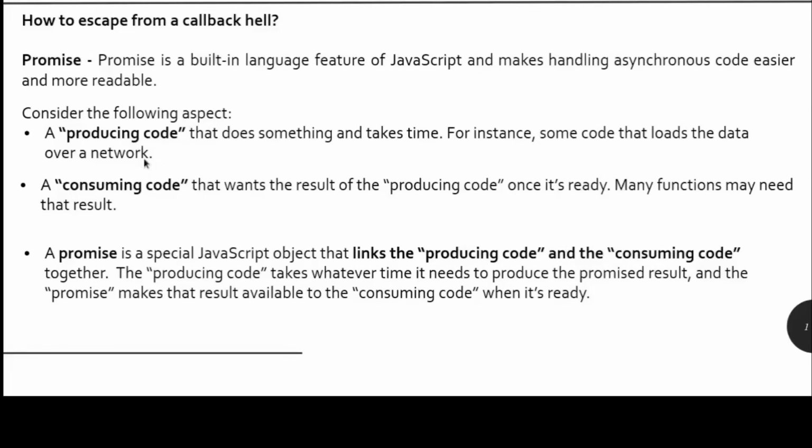So the producing code takes whatever time it needs to produce the promised result, and the promise makes that result available to the consuming code when it's ready. So it says, look, give me your code that is going to take some time to execute, and I promise whenever the result of your producing code is available, I will call your consuming code. So that's why it was called a promise.